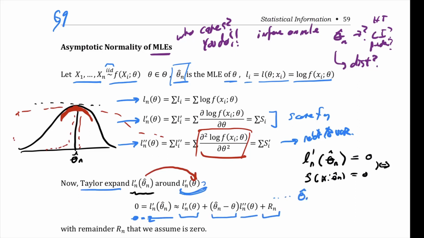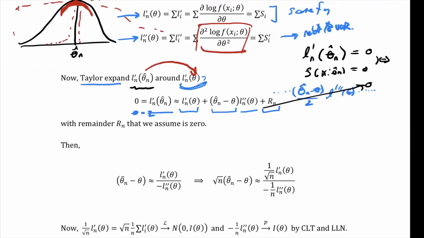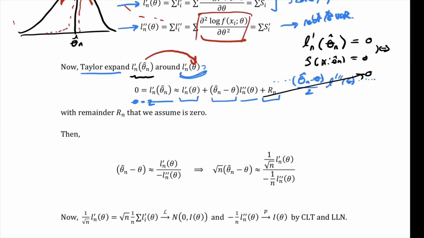It would be theta hat n minus theta over 2, times what would be the second derivative of the score function. The score function is already the first derivative, so it would be the third derivative, and so on. Essentially, we're not going to worry about the behavior. These things all get small, so we're just going to assume they go to 0. Okay, if they go to 0, then what I'm left with is this piece of the equation is equal to 0, or approximately equal to 0.